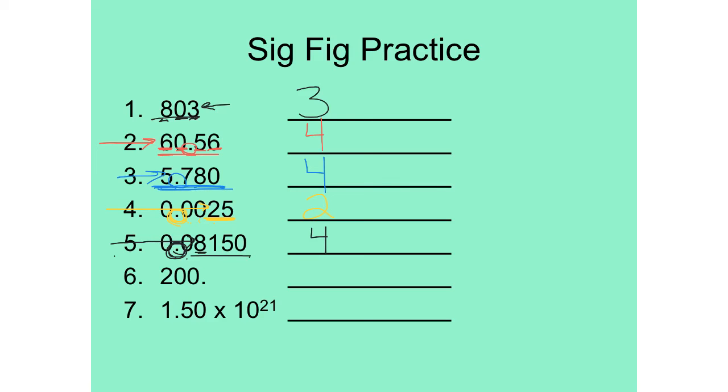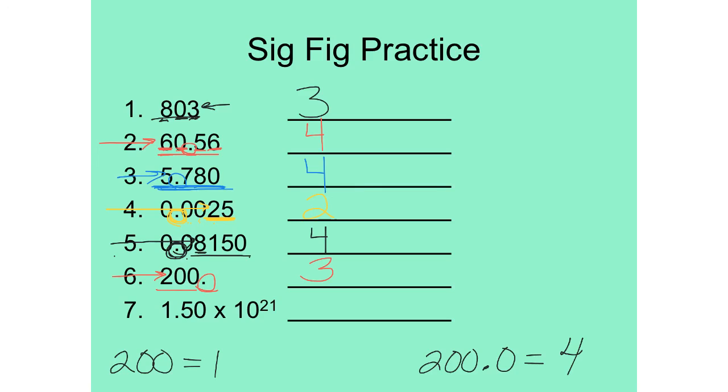Number 6 is a little funky because we don't normally write 200 like that. Normally we would just write 200, and that would only have 1 significant figure. 200.0 would have 4 significant figures. 200 point looks a little bit odd the way it's written. That would have 3 significant figures because that decimal has been added. So decimal's present. So we come from the Pacific Ocean, start counting with the 2 and everything after that.